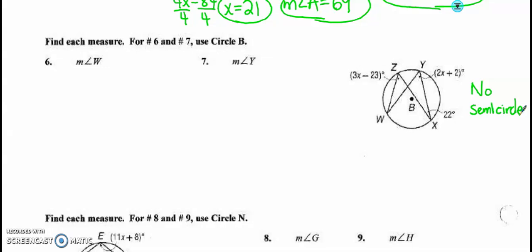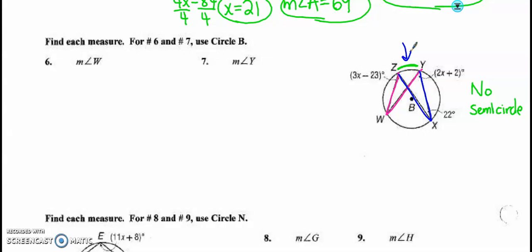However, you see this arc here, ZY? There are 2 inscribed angles here. I'm going to do one in pink. This is an inscribed angle right here. And then there's one I'm going to do in blue, this inscribed angle here. Both of those inscribed angles touch this arc. That means they have to have the same measure.